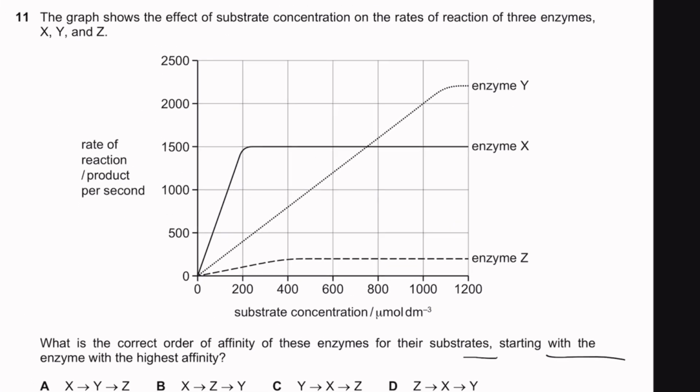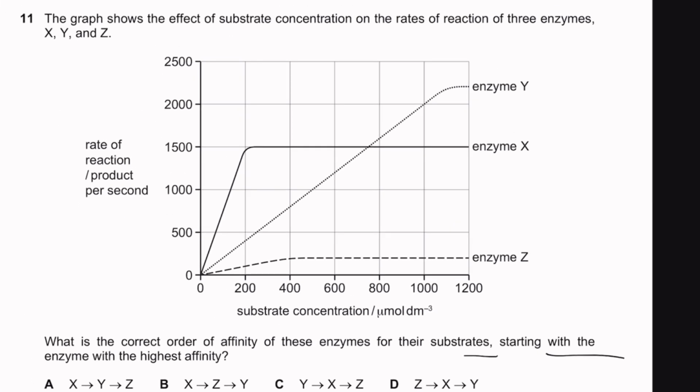11. The graph shows the effect of substrate concentration on the rates of reaction of 3 different enzymes X, Y, and Z. Now here we have: what's the correct order of affinity of these enzymes for the substrate, starting with the highest affinity to the lowest affinity? As we mentioned, enzyme affinity depends on the Km value.